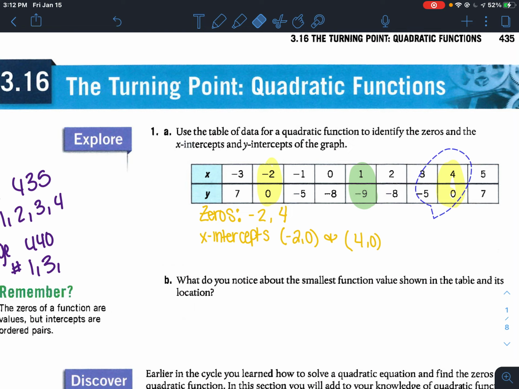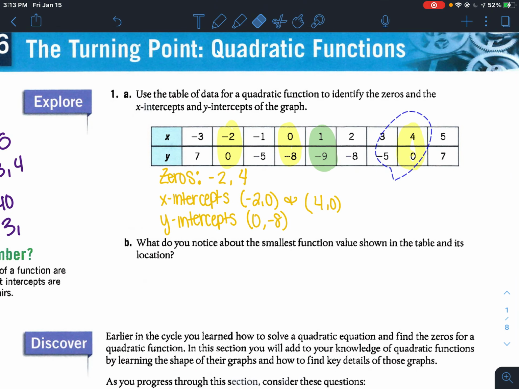And then the y-intercept, you'll only ever have one of them if it's a true function, because you can only cross the y-axis once. My y-intercept is where x equals 0, because that's where you're crossing the y-axis. So again, highlighted in yellow, 0, negative 8.